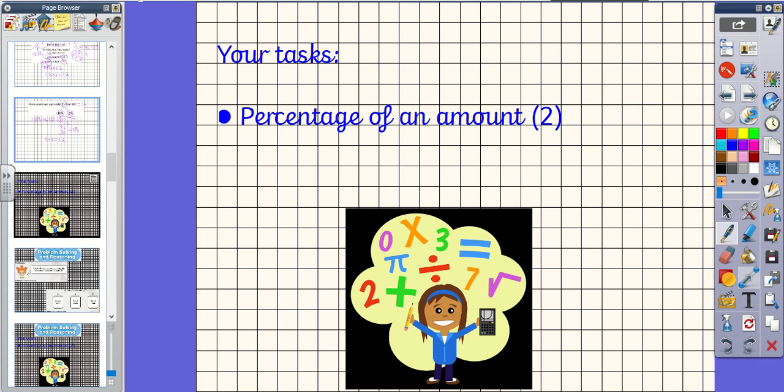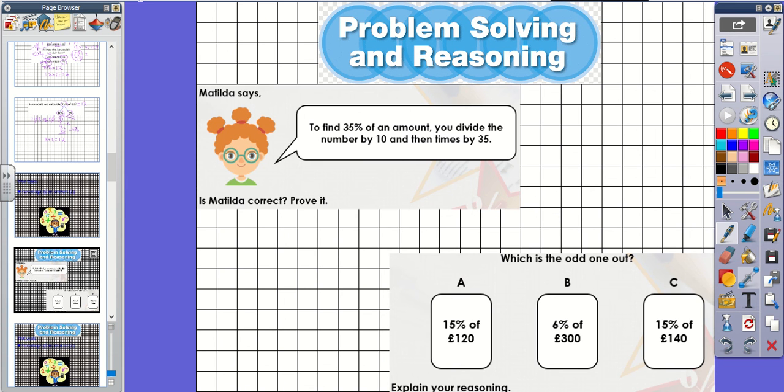Okay then, so problem solving and reasoning. We have got: Matilda says to find 35% of an amount, you divide the number by 10 and then times by 35. Is Matilda correct? Prove it. Now we know if we divide a number by 10, we are finding 10%. So then if we multiplied that by 35, we would be finding 350%. And we know that we can't do that. So to find 35%, we need to find 10%, that's right.